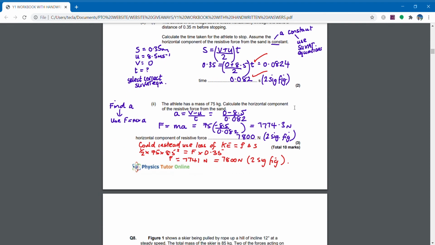B part 2. The athlete has a mass of 75 kilograms. Calculate the horizontal component of the resistive force from the sand. So we're going to find acceleration using Suvat, and then we're going to find the force from F equals m times A. So we are given the mass here. So A equals V minus U over T, 0 minus 8.5, divided by 0.082.